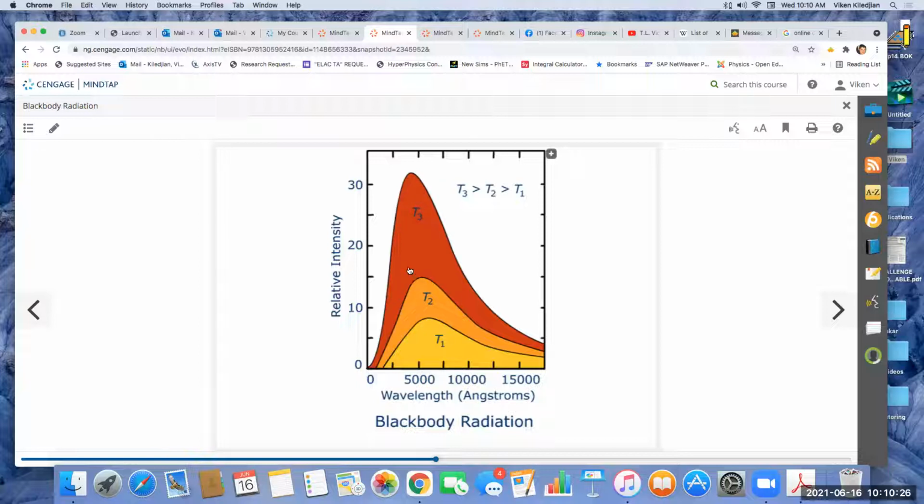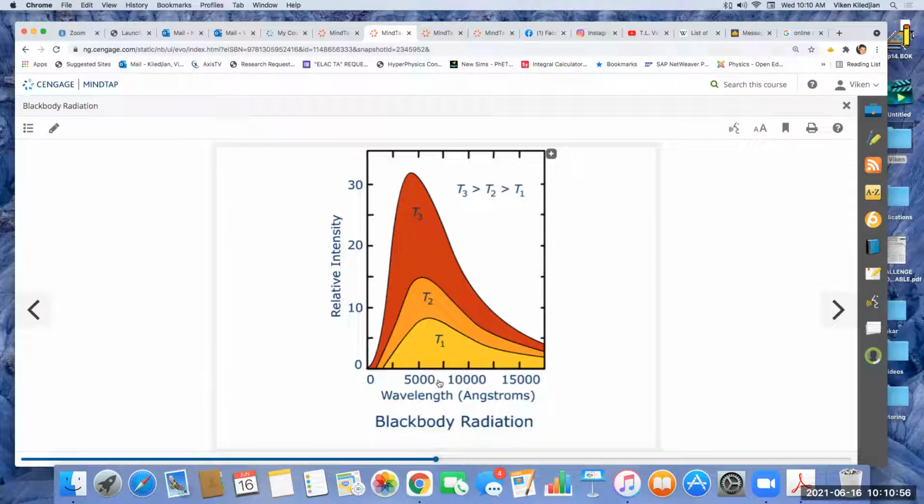They should have colored this one blue. This orange is okay because orange is more energetic than yellow. But this one should have been colored blue. Then if there was something colder than T1, its temperature would go like this, its peak like that, okay? Then that one they could have colored red.